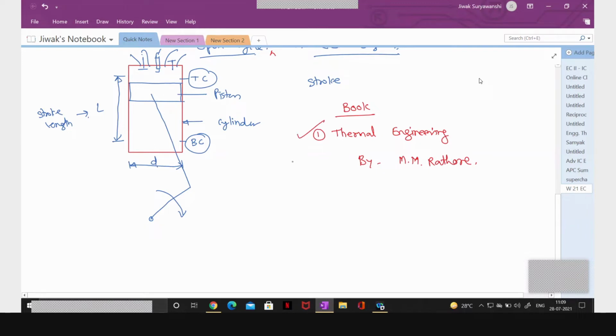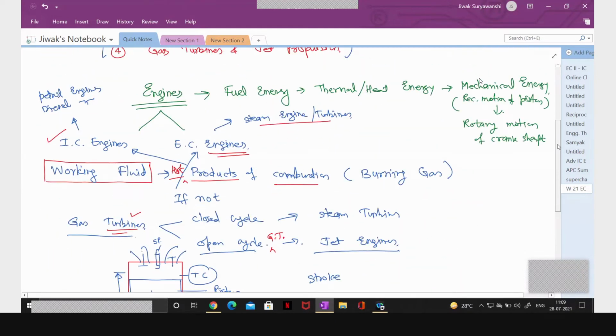In the previous class, we discussed the classification of engines. The first one is the IC engine, internal combustion engine, and the second one is the external combustion engine. This is classified on the basis of working fluid. If the working fluid is hot products of combustion or burning gas, then it is the IC engine. If not, it is an EC engine. Examples of EC engines are the steam engine and steam turbine. You have studied this in EC1, all steam engines and steam turbine plants, so we will not consider this.